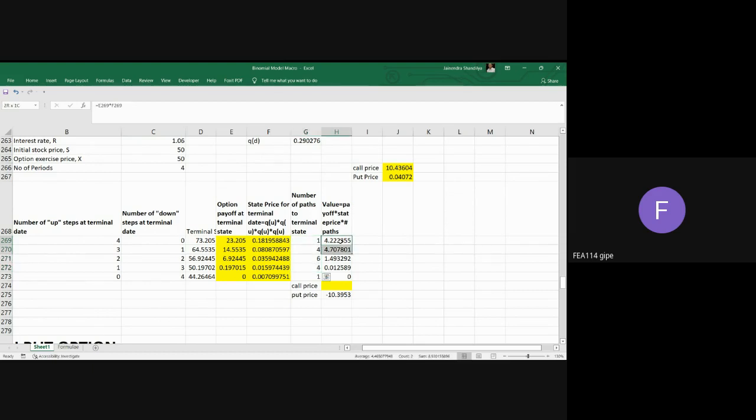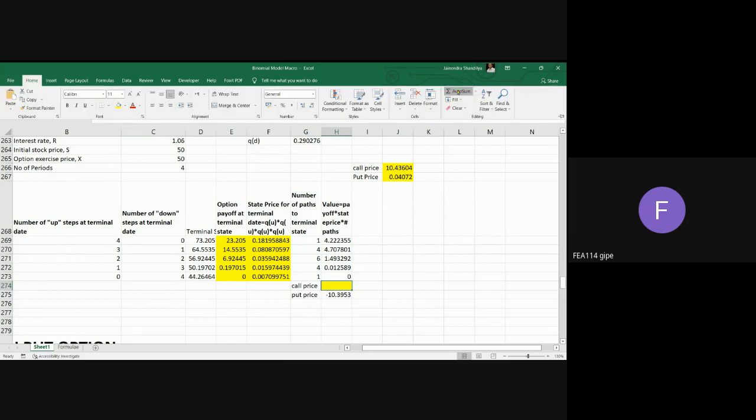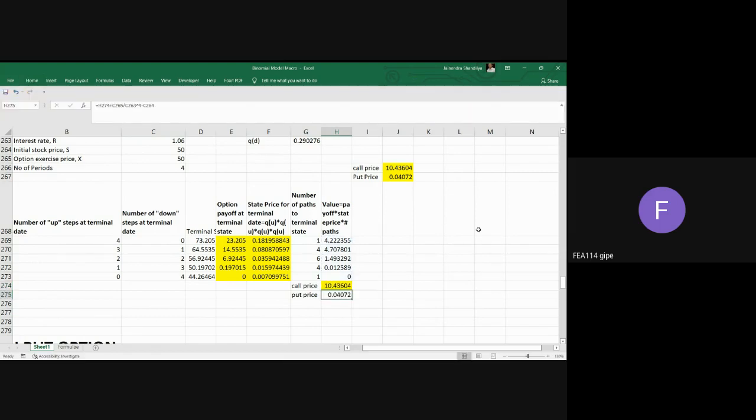And then what happens? I get these 5 values for this up state, down state, up state. So finally here I have to do nothing, but I have to sum it up. If I just sum it up, I get the option price. So I use auto sum, and then I've got the call price as 10.43604, and put price is anyway calculated.